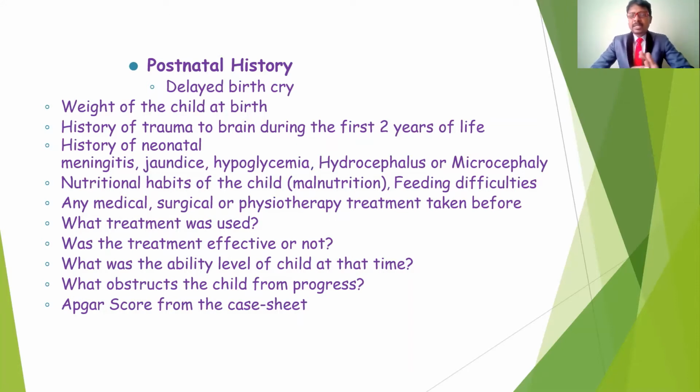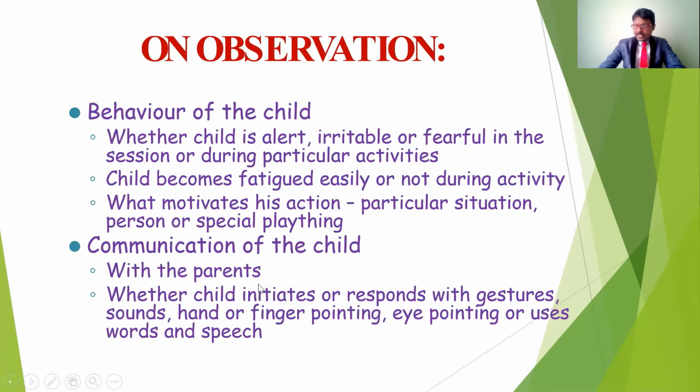And also sometimes the birth color is different. Cyanosis may occur because of decreased blood circulation, or maybe a delayed birth cry, or the respiratory rate may be increased or decreased. So these things are helpful to know the Apgar score. So these are the postnatal histories. So this is about the history taking: the prenatal history, perinatal history, and postnatal history.